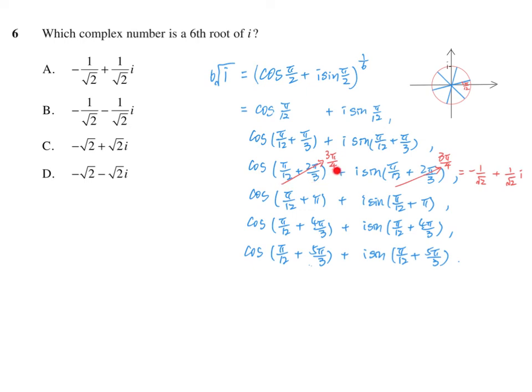3 pi over 4 is a special angle, and cosine 3 pi over 4 should be equal to minus 1 over root 2, and sine 3 pi over 4 should be equal to 1 over root 2, and the answer is therefore A.